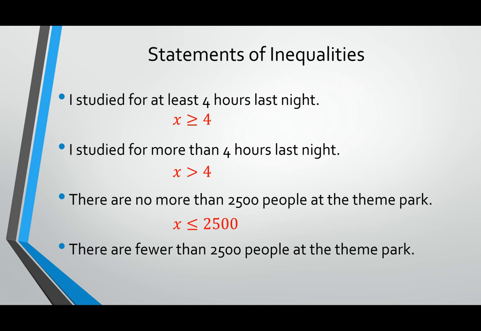And then the last one, there are fewer than 2,500 people at the theme park. So again, very similar to the third one, except that it does not include the 2,500. It is strictly saying we have less than the 2,500 number. We are not including that number. It is strictly fewer than, not less than or equal to, just less than. So that one is just X is less than 2,500.